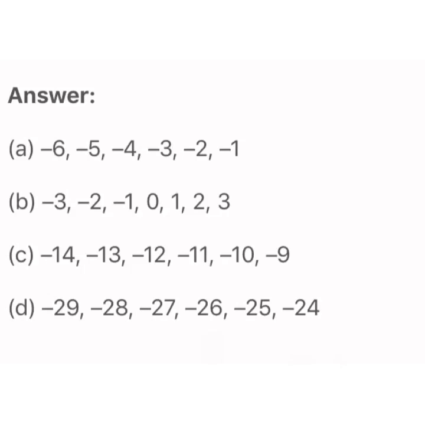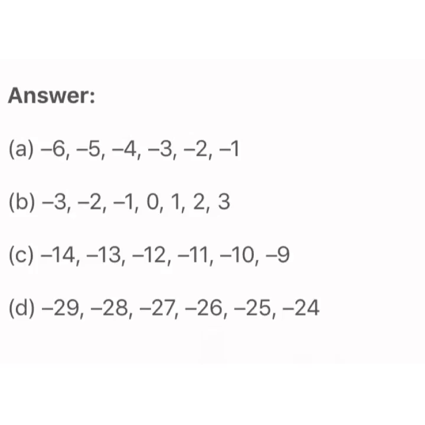And children, in which order we have to write? Yes, in increasing order. So in increasing order, between 0 and minus 7, the integers are minus 6, minus 5, minus 4, minus 3, minus 2 and minus 1. Okay. Now the next one is minus 4 and 4. So here the integers in increasing order between minus 4 and 4 are minus 3, minus 2, minus 1, 0, 1, 2 and 3.